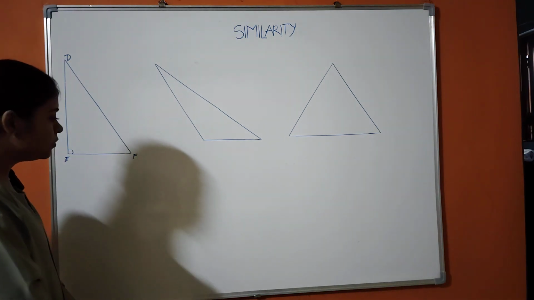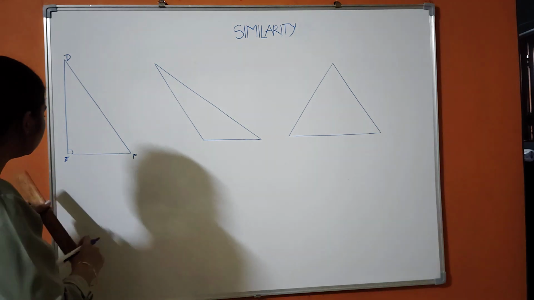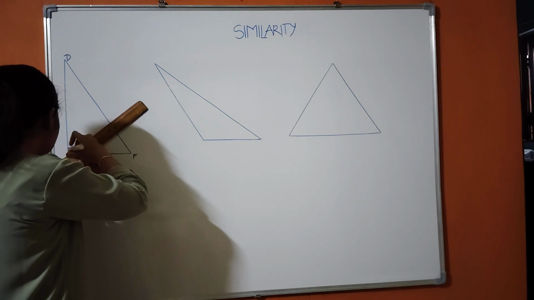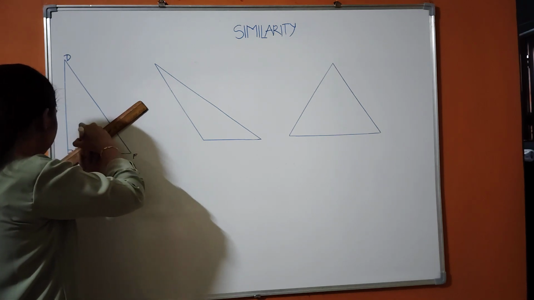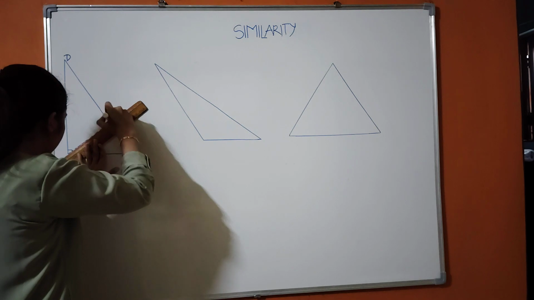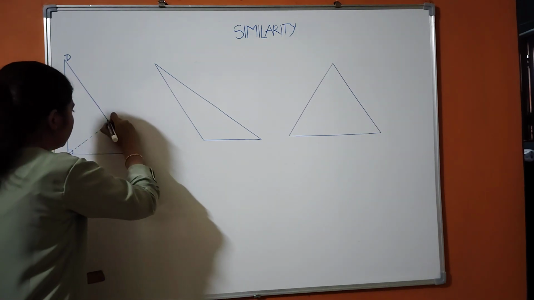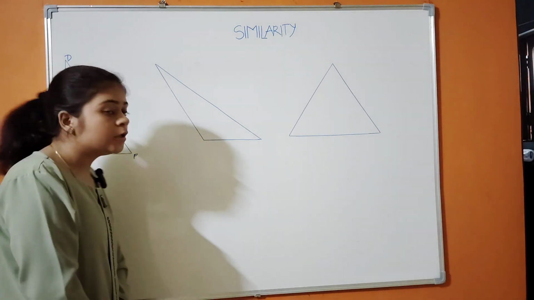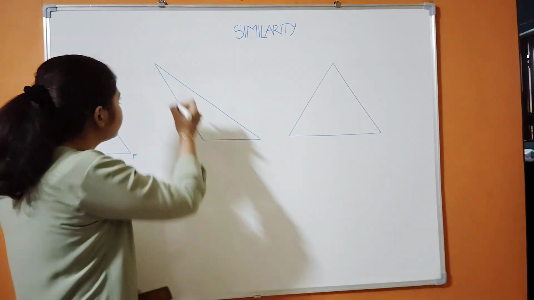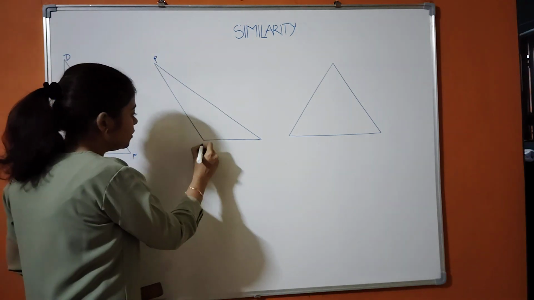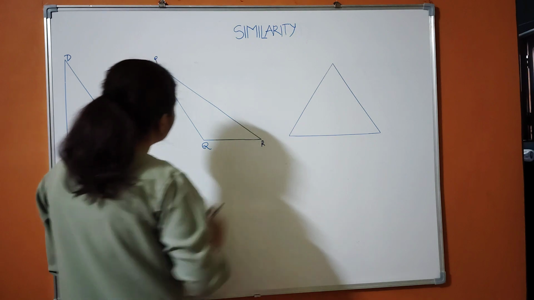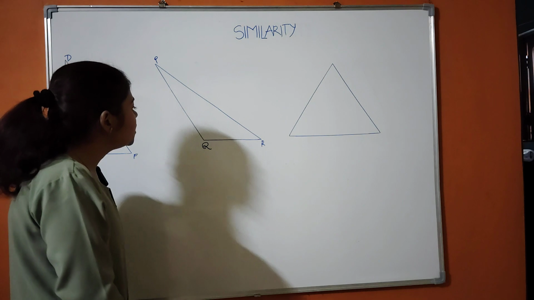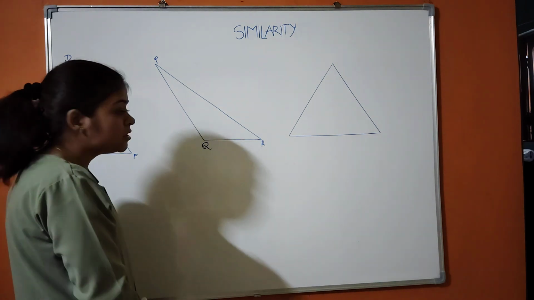Can we identify the third one? Yes, the third one is from vertex E perpendicular to the hypotenuse DF. I will draw it with dotted lines. This is the third altitude. Now, what about an obtuse angle triangle? We name it as triangle PQR. What is the height and what is the base? QR is the base and what is the height?